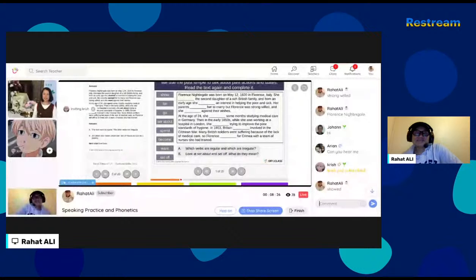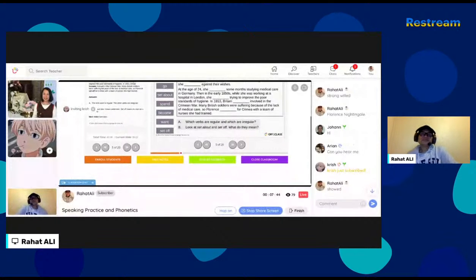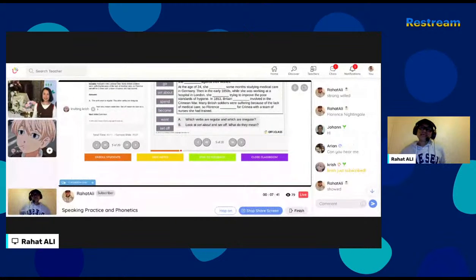Then in the early 1850s, while she was working at a hospital in London, she set about trying to improve the poor standards of hygiene. In 1853, Britain became involved in the Crimean War. Many British soldiers were suffering because of the lack of medical care. So Florence set off for Crimea with a team of nurses she had trained.